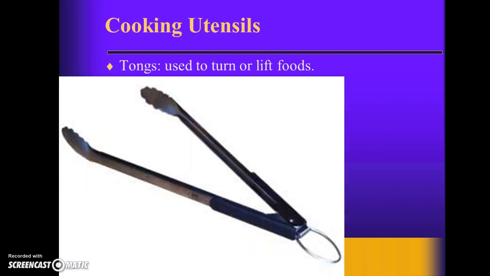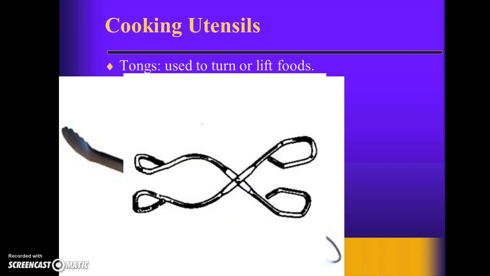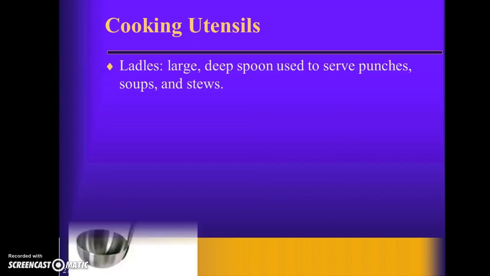Tongs used to turn or lift foods. In the professional kitchen, cooks use tongs nearly as much as their chef knife. We don't use spatulas to turn meat, your hamburgers or your steaks and stuff like that. We work with tongs. Tongs are an extension of your hand, and they give you far more control. So you'll be expected to do that as well. Those are for canning or jams.